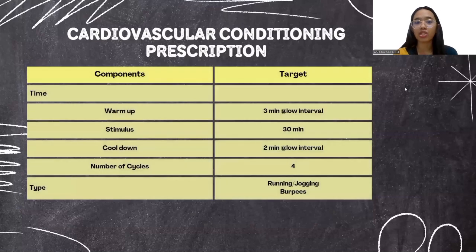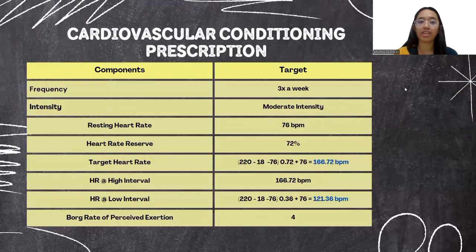Now, for time. My warm-up will be at least 3 minutes at low interval, my stimulus 30 minutes, and cool down for at least 2 minutes at low interval. And then I will be doing this cycle 4 times. Now, the type of exercise that I will be performing, since this is cardiovascular conditioning or aerobic exercise, is running or jogging as well as burpees. That is all for my cardiovascular conditioning prescription.